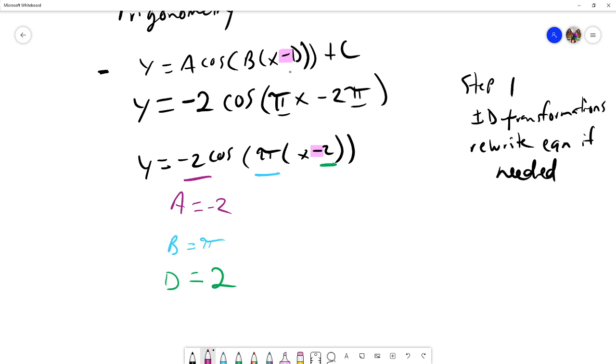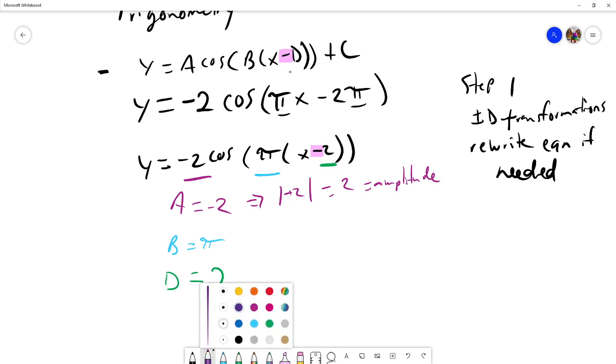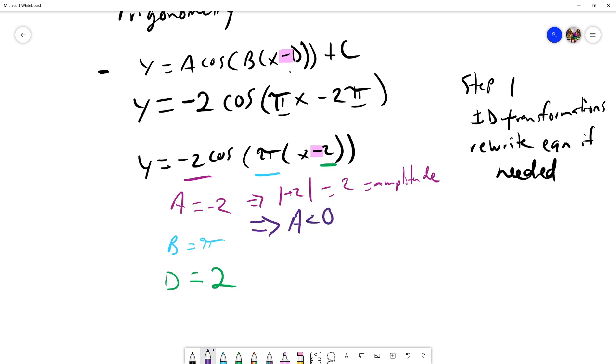So when we consider A, this tells us that the absolute value of negative 2, which equals 2, is the amplitude. So we have an amplitude change. It also tells us that since A is negative, there is a reflection across the x-axis. Okay, so a reflection across the x-axis.